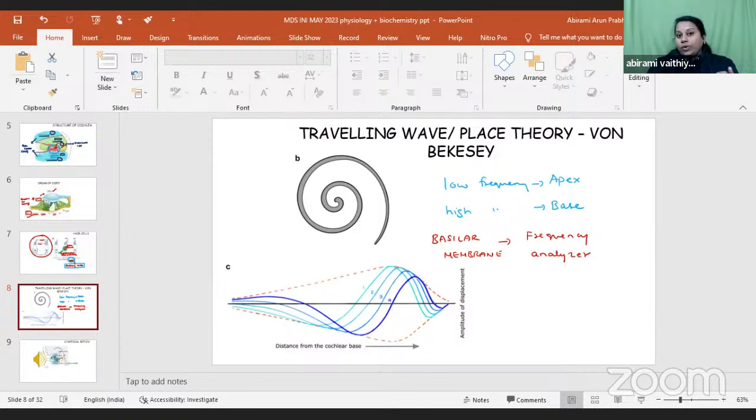So now you're going to hear some sounds. Just clearly listen to the sounds. When you hear a low frequency sound, what is a low frequency sound? When you hear one sound like that, that is a low frequency sound. And when you hear sounds continuously, that is a high frequency sound. So when you hear one sound like that, look carefully, it will reach the apex, low frequency. When you hear sounds continuously, high frequency, it will reach the base.